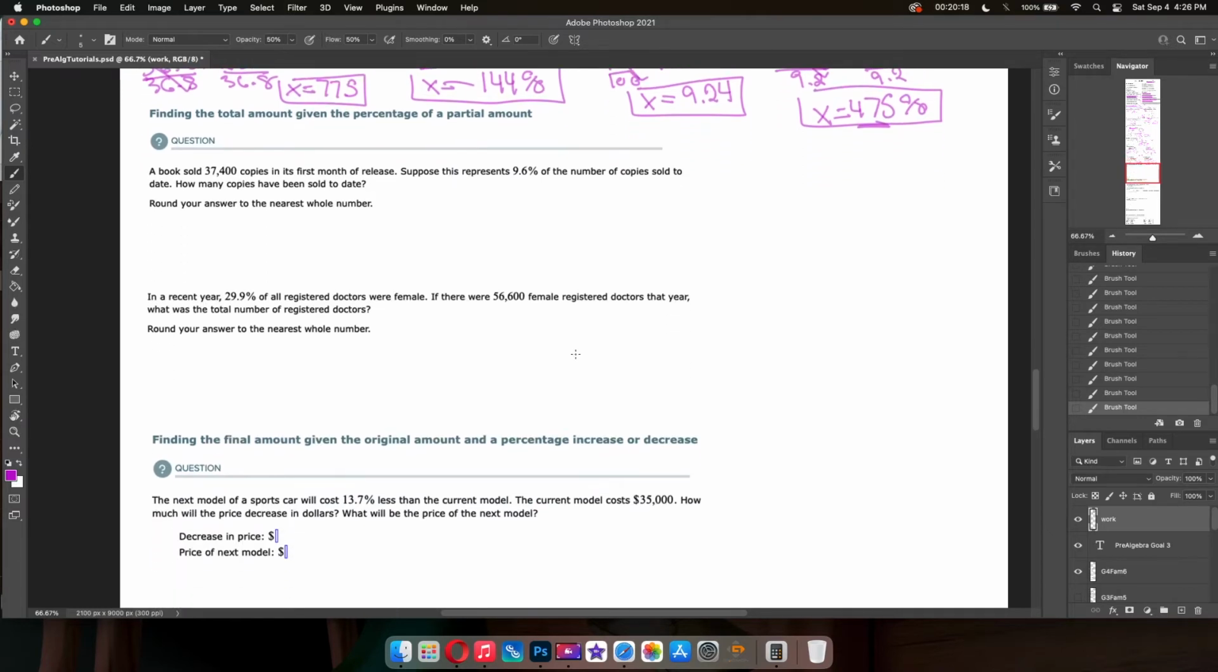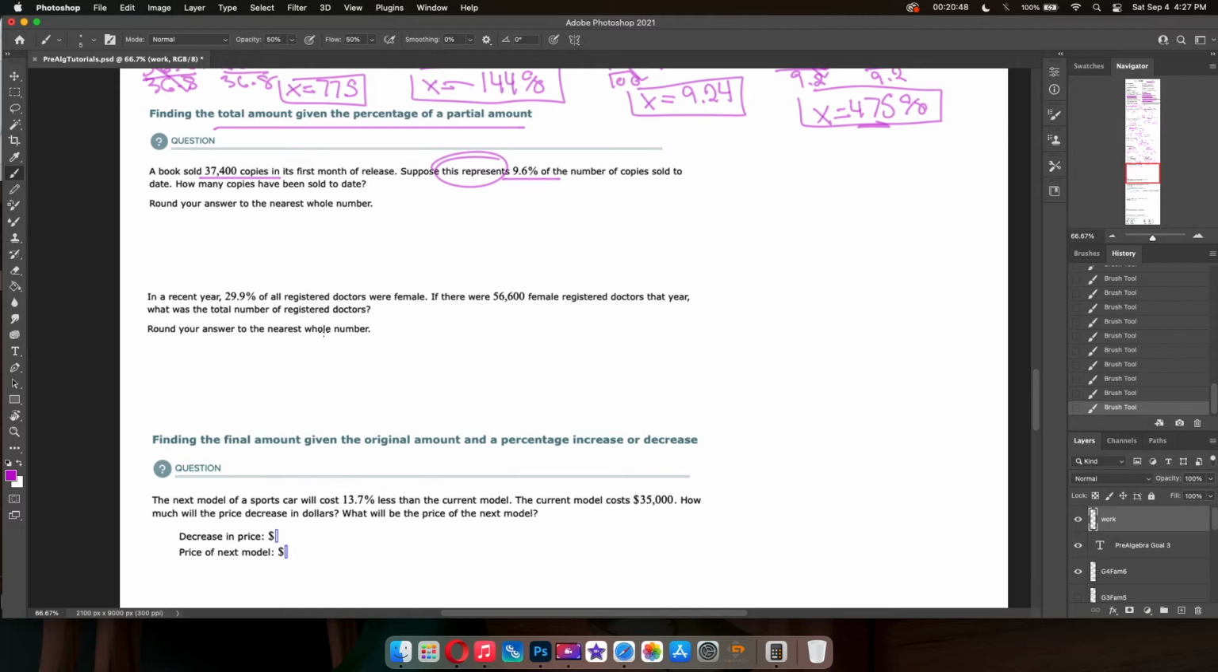I know. All right, total amount given a partial amount. Let's see here. A book has been sold for that many copies in its first month. Suppose this represents 9.6. Aha. Phrasing. Computer, stop being a schnitzel. There we go. Phrasing is going to be important here. 9.6% of the copies sold. How many copies have been sold to date?